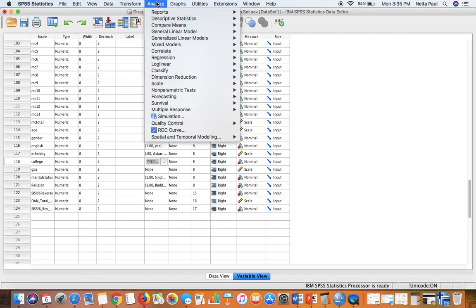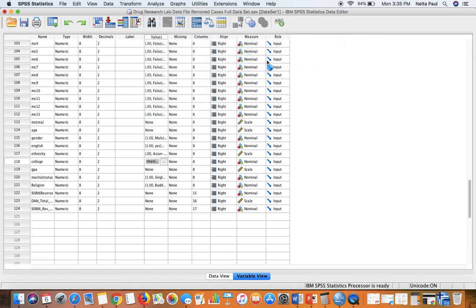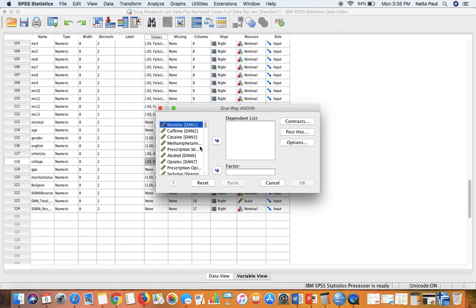So for this, we're going to do analyze, compare means, one-way ANOVA. Now, the independent variable is called factor in this one box. So we're going to find college, which were our 5 groups. Let's scroll down, find college. We're going to put that in there as factor. That's our independent variable. And then we're going to find alcohol use, which I called the DAN6.